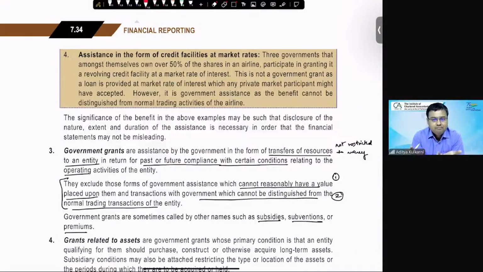When will that happen? See, what do we need for accounting? Fundamental, debit, credit, and along with that, I need the monetary value assigned to that. Until the monetary value is assigned, we cannot account. Until the monetary value is assigned to it, I cannot account, because what is the value I am going to debit and credit? So that is the reason why it is disclosure of government assistance.